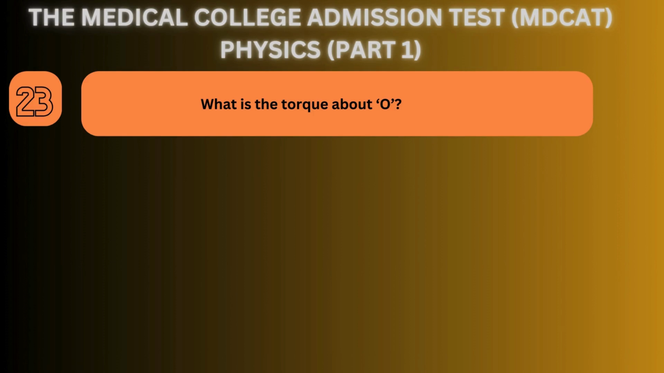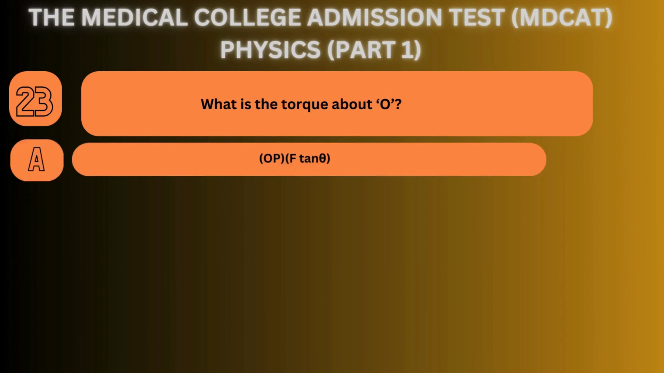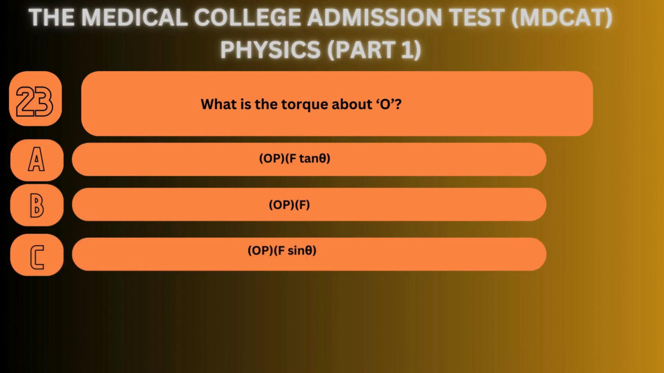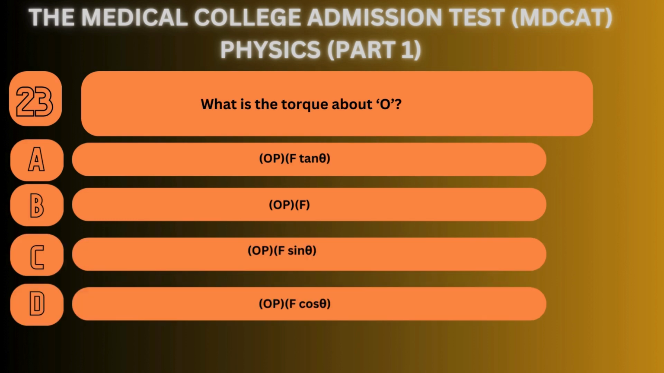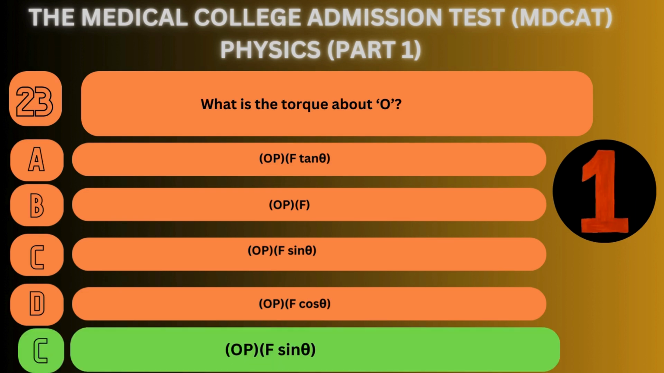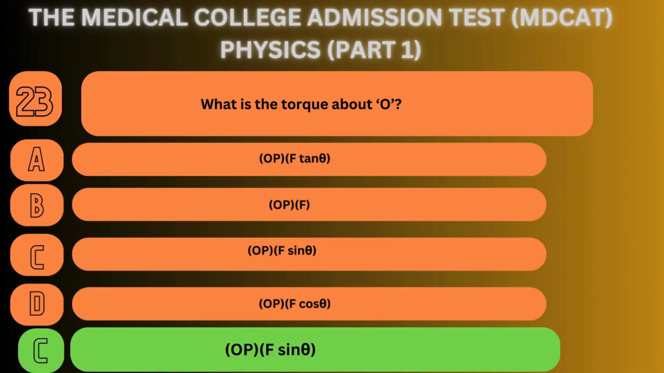Question number 23. What is the torque about O? Option A, OP F tan, option B, OP F, option C, OP F sin, option D, OP F cos. 5, 4, 3, 2, 1. Correct answer is C, OP F sin.